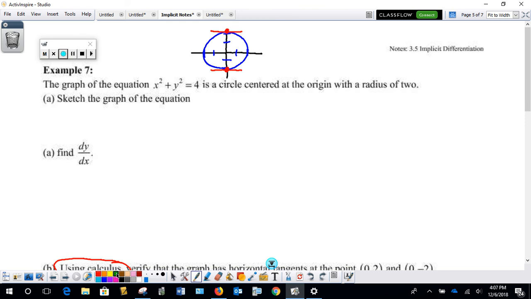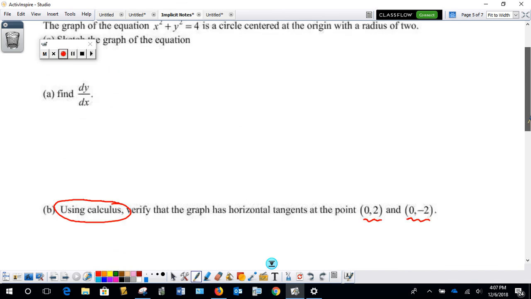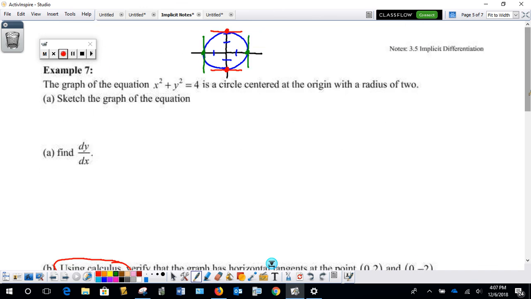And likewise, I also know that the vertical tangent lines are going to occur here and here. So the next part down here also says, using calculus, verify the vertical tangents are at (2, 0) and (-2, 0). So how do I use calculus? I am first going to find the derivative. I'm going to find the derivative implicitly, because I could solve it for y, but I'm just not going to. It's way easier just to leave it like that. So our steps are, first, indicate that you are taking the derivative implicitly.